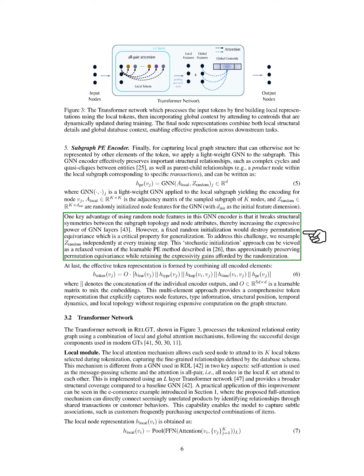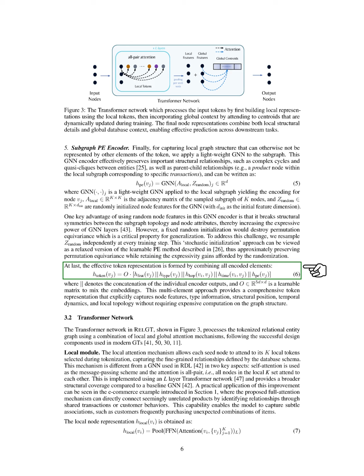One advantage of using random node features in this GNN encoder is that it breaks structural symmetries, enhancing the expressive power of GNN layers. However, to maintain permutation equivariance, we resample the random features independently at each training step. This stochastic initialization approach helps preserve the benefits of randomization while ensuring generalization. Ultimately, we form the effective token representation by combining all encoded elements, resulting in a comprehensive representation that captures node features, type information, structural position, temporal dynamics, and local topology without incurring high computational costs.